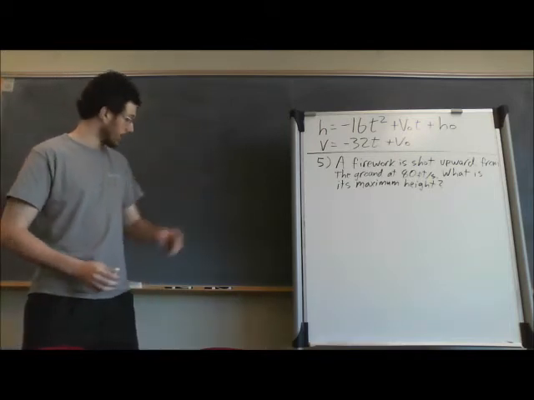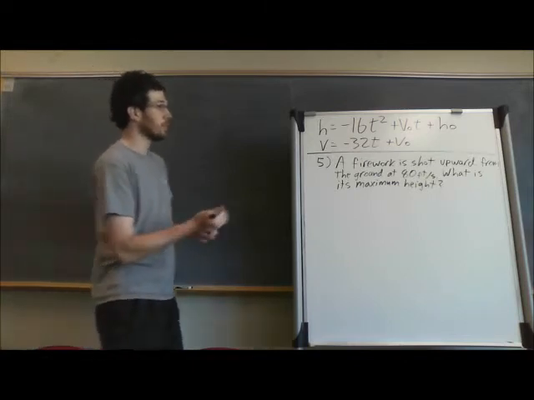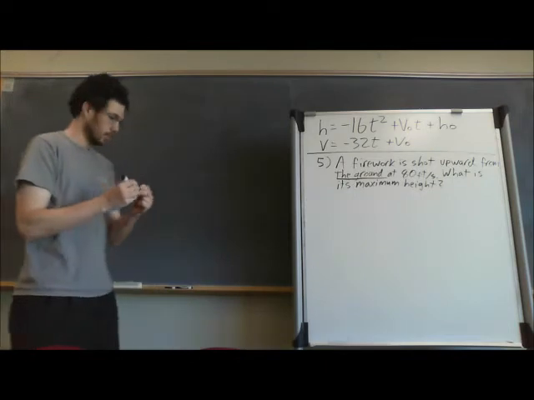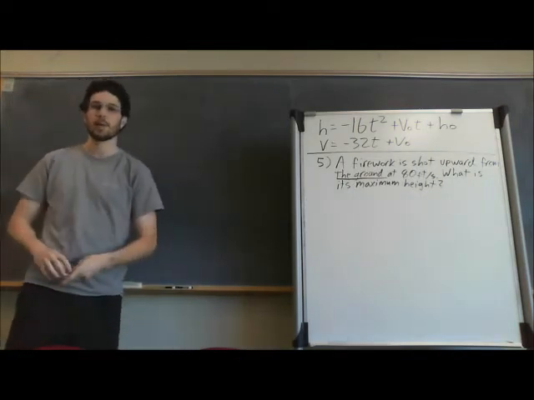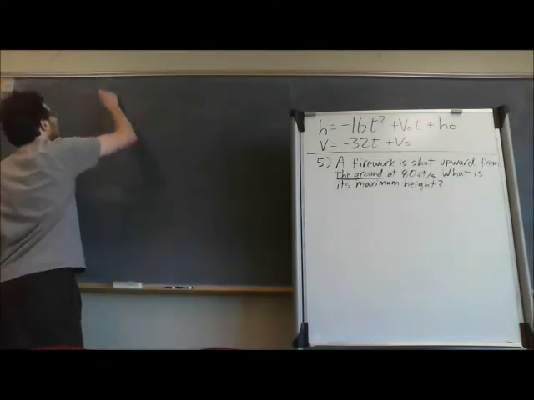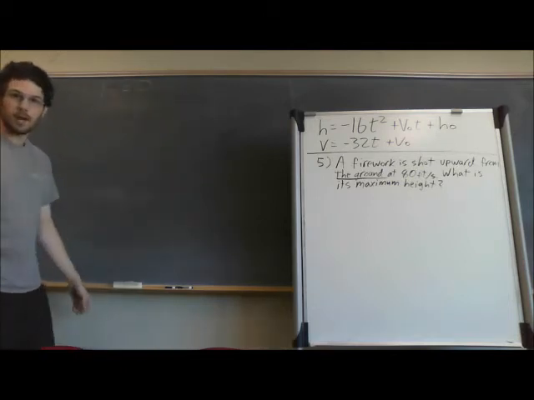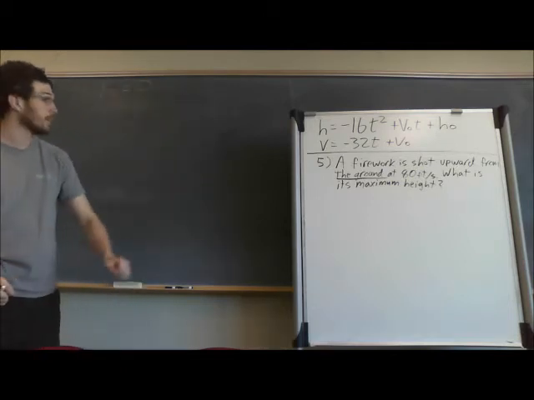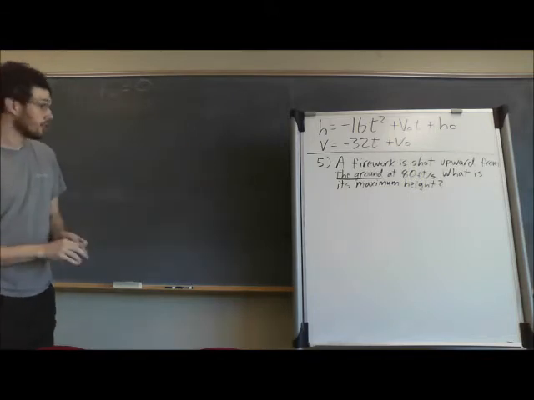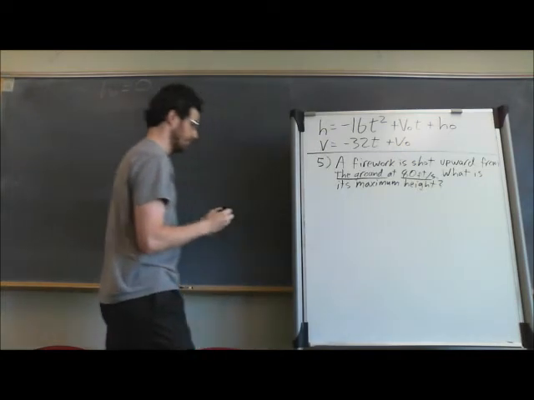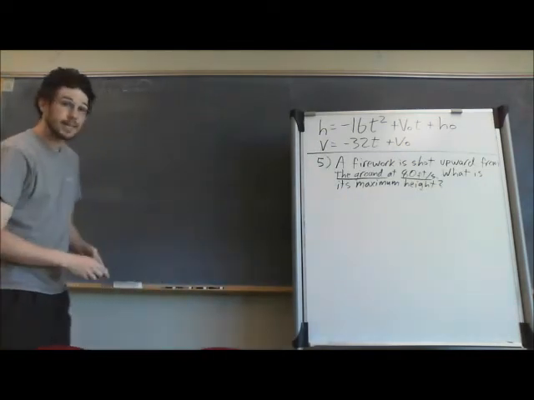Now, what do we know? Fired upward from the ground. What does that mean? Well, most of you had that down pretty well. It means that the initial height is 0. Phenomenal. Got something started already. Now, initial velocity, 80 feet per second. Okay, let's write that down.